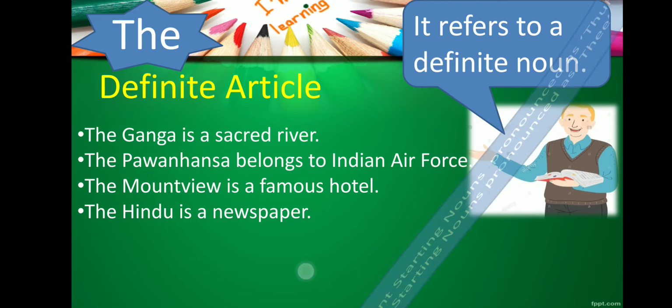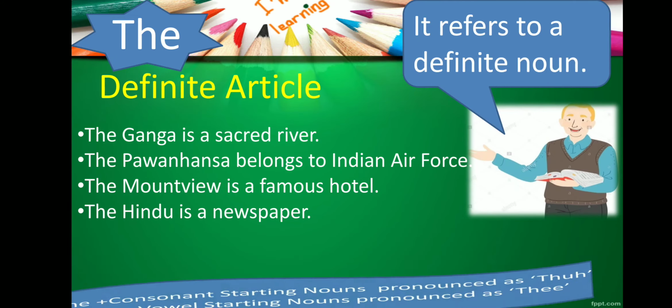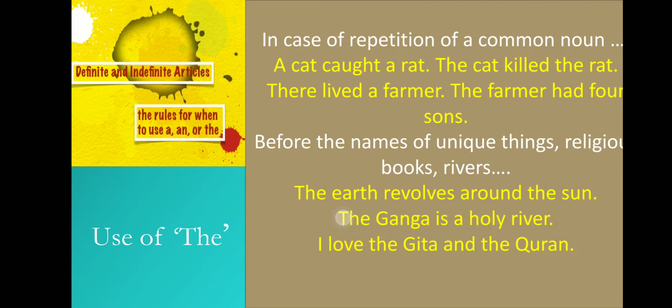So we use the definite article "the" plus consonant-starting nouns, pronounced as "thuh", or "the" plus vowel-starting nouns, pronounced as "thee". Some students are very confused, ma'am, what is the right pronunciation, "thuh" or "thee"? If the word is starting with a consonant sound, then the right pronunciation is "thuh". If the word is having a vowel sound, then the right pronunciation is "thee".